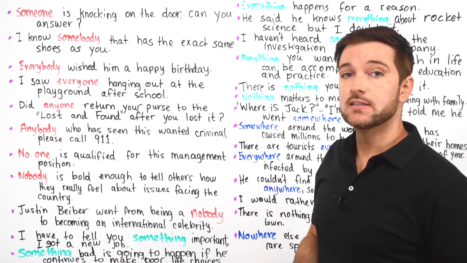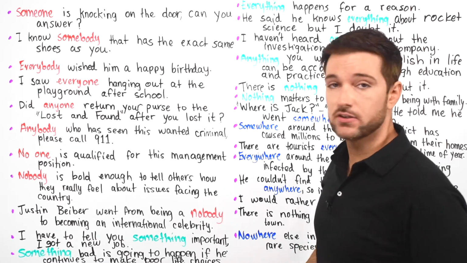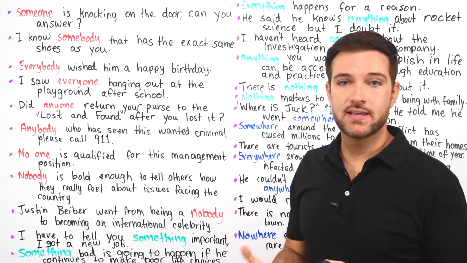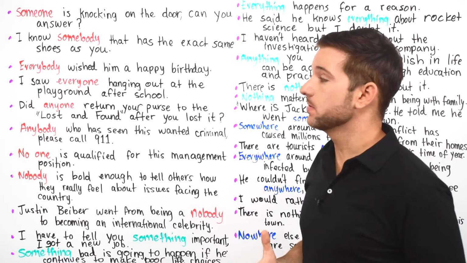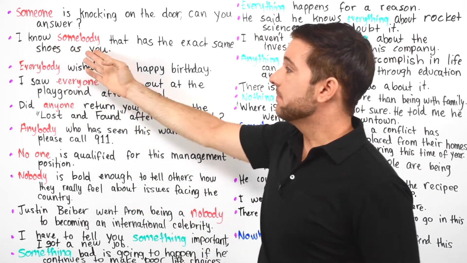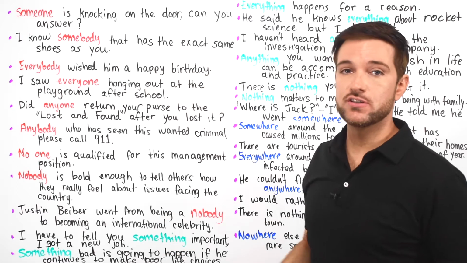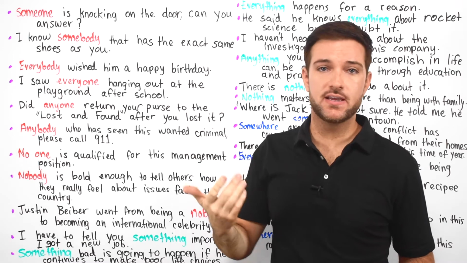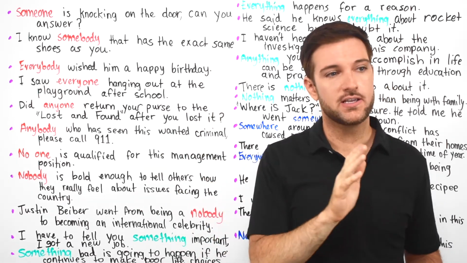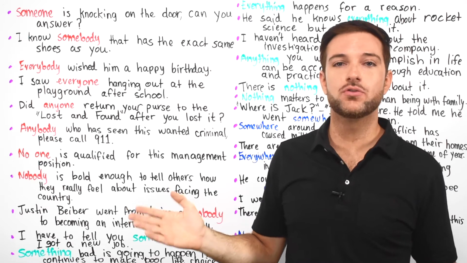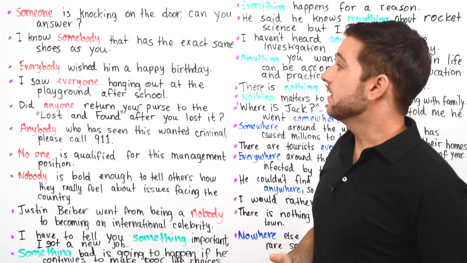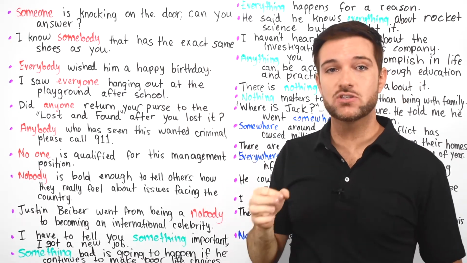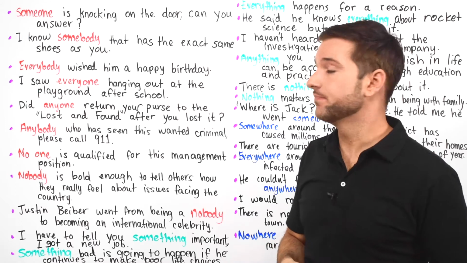Okay? So let's go ahead and look at the next one. So remember, we're referring to people as a general matter of fact, but we don't know who the person is. So I know somebody that has the exact same shoes as you. In this case, you know somebody, right? But we're not specifically saying their name. Maybe their name is Karen, maybe their name is Bill, maybe their name is John. Who knows? But I know someone, you know somebody personally, who has the exact same shoes as you. In this case, we're referring to a specific individual.